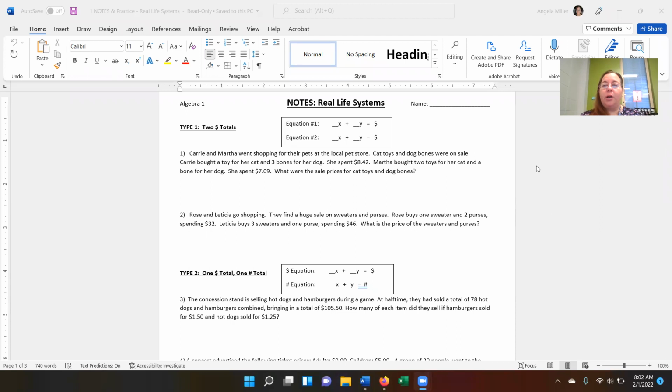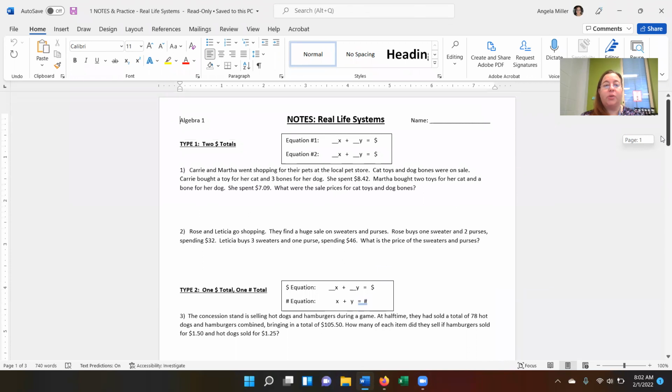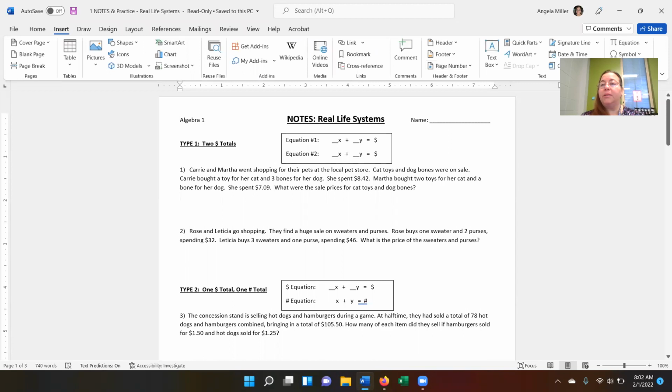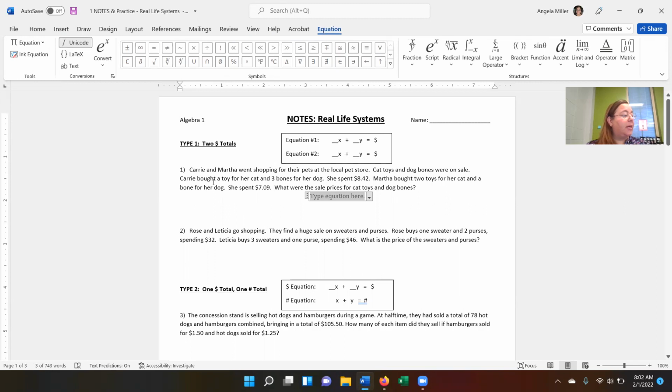So you can see on our notes page that there are 3 different types that we're going to look at. So let's first start with this first type. In this first type, we want to read through the problem, and we know there are going to be 2 totals. Our first equation is going to be something X plus something Y equals the dollar amount, and equation 2 is something X plus something Y equals the dollar amount. So we read through the whole problem first, then we go back and determine what we need to do.